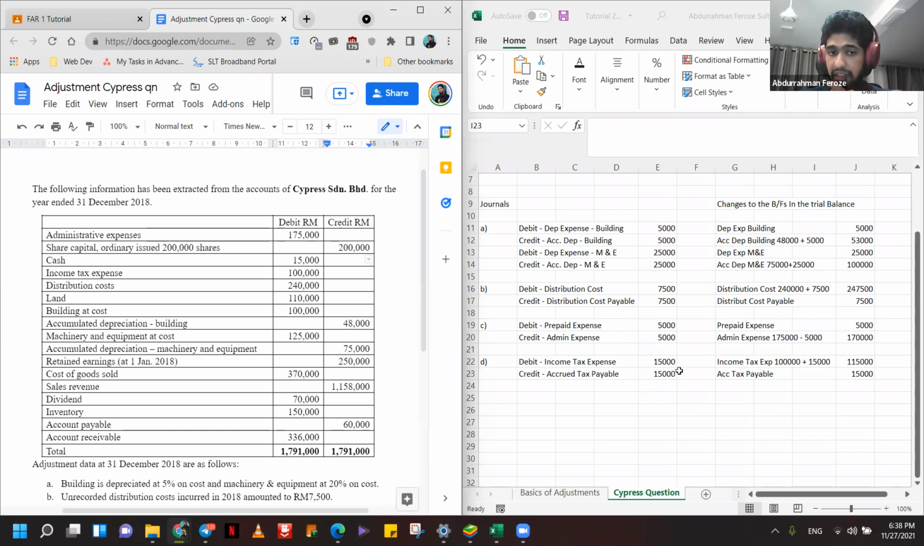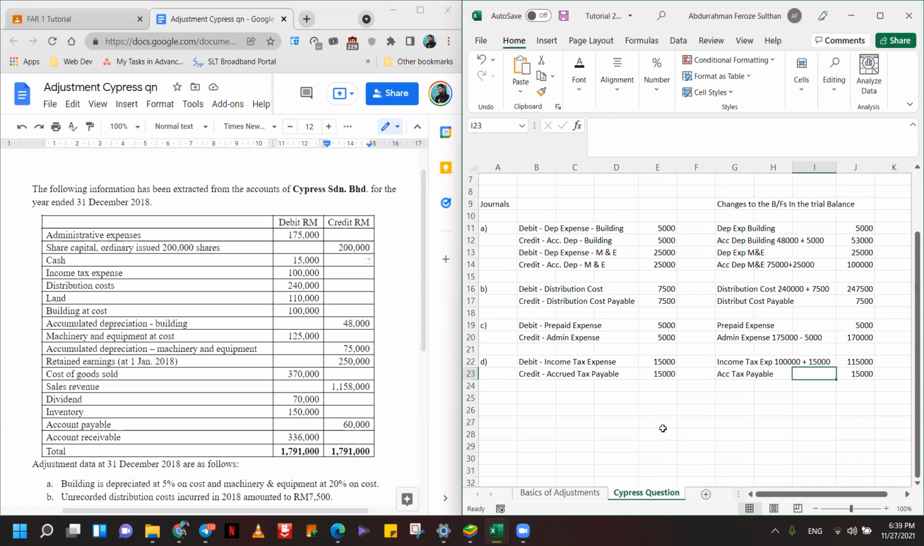Over here in part D, income tax expense is 100,000, and that is already debited. On top of that, we are debiting a further 15,000. You understand? We're not crediting 15,000 from the income tax expense. For admin expense, we credited 5,000, so that's why we minus it from 175,000. But the income tax expense was debited a further 15,000. So because it was already debited 100,000 and we further debited 15,000, it's 100,000 plus 15,000, a total of 115,000. Is that clear? Yep, thank you.